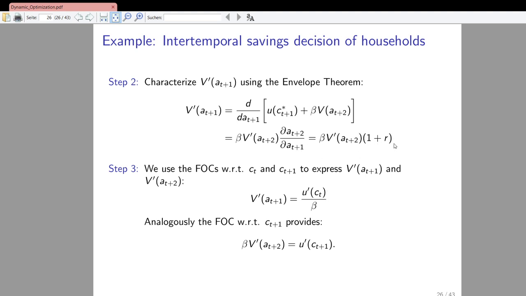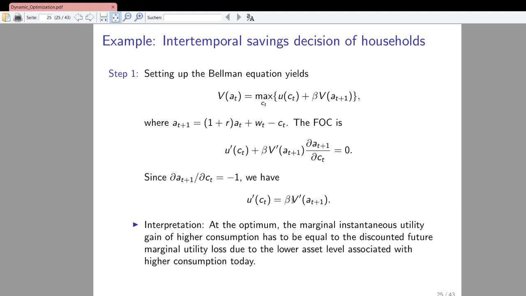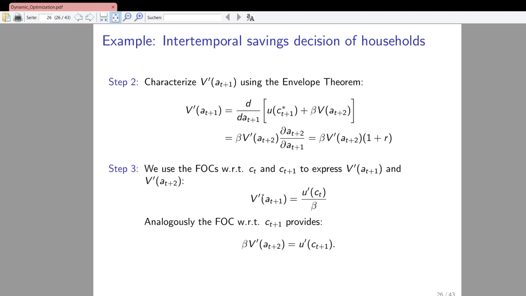So then we have this expression for the derivative of the value function with respect to assets at time t plus 1. Now we use this and the first order conditions to get rid of the value function and the derivative of the value function in these expressions. So again, we can use from the previous slide the first order condition. This one here we express v prime of a t plus 1 in terms of u prime of ct and beta. So we bring beta here on the left hand side. So we would have v prime a t plus 1 is equal to u prime of ct divided by beta.